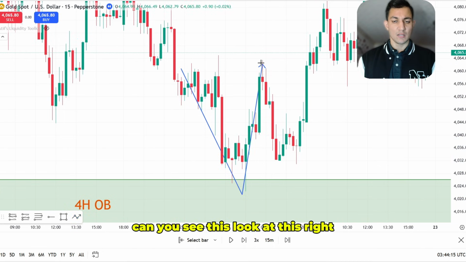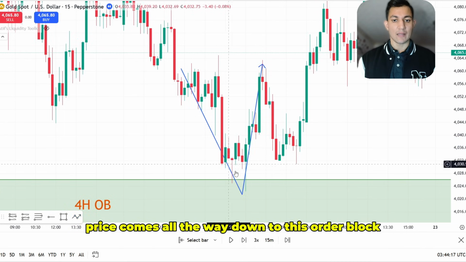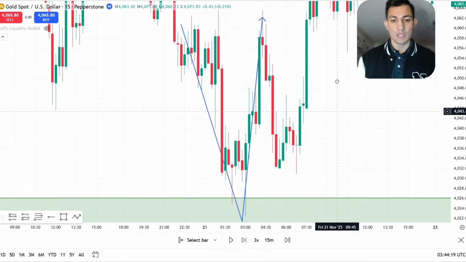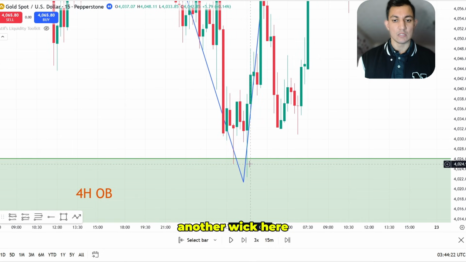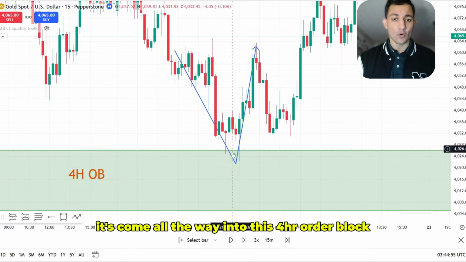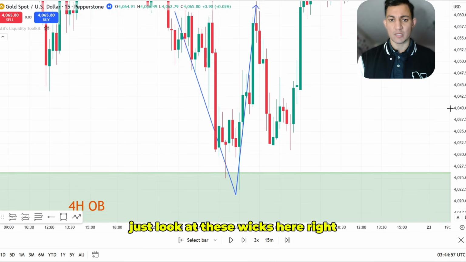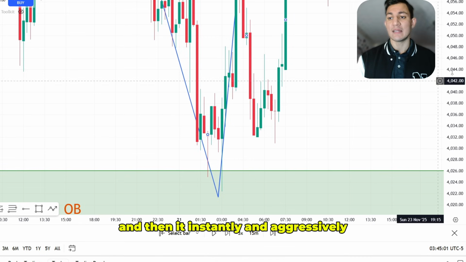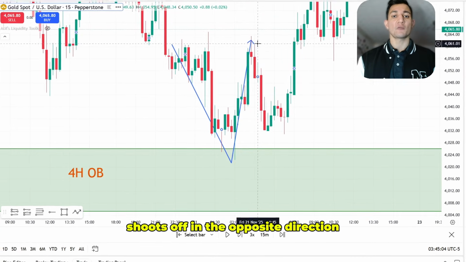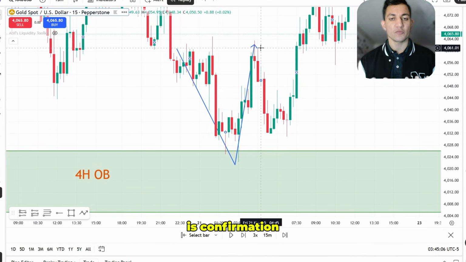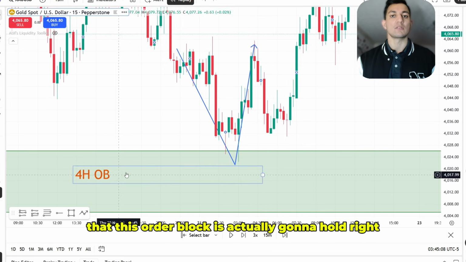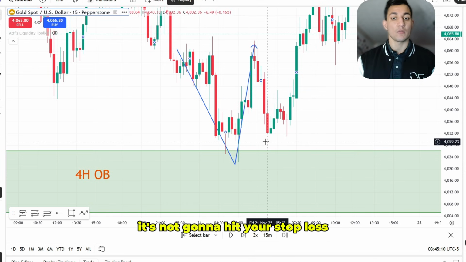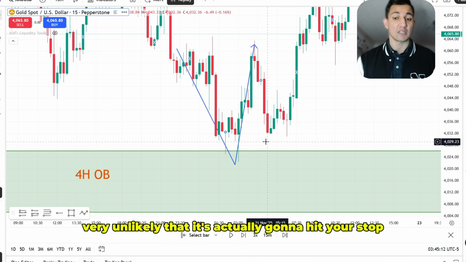Can you see this? Look at this, right? Price comes all the way down to this order block. There's one wick here, another wick here, and then what does price do? It's come all the way into this 4-hour order block. Just look at these wicks here, right? We've got one wick here, two wicks here. It just wicks into it, and then it instantly and aggressively shoots off in the opposite direction. That right there is confirmation that this order block's actually going to hold, right? It's not going to break. It's not going to hit your stop loss. Or at least it's very, very unlikely that it's actually going to hit your stop loss.